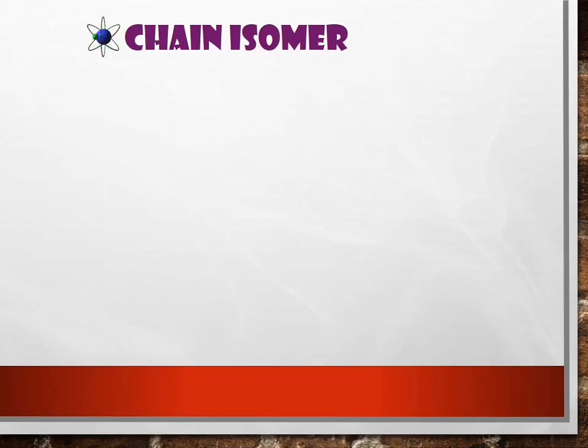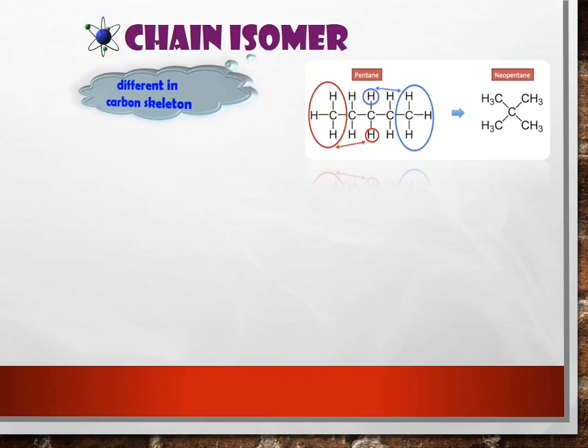Now, we are going to look at chain isomer. Just now, you already know about chain isomer, which is that chain isomer must have a difference in carbon skeleton. So now we look at this example first. Here we have pentane. Later in chapter 5, you will learn how to name the compound. Pentane consists of 5 carbon and 12 hydrogen. So this is the structure of pentane. Here I draw it in expanded structure.